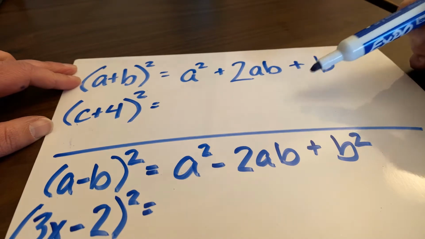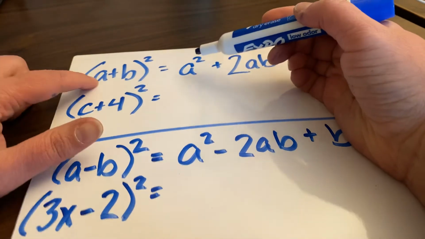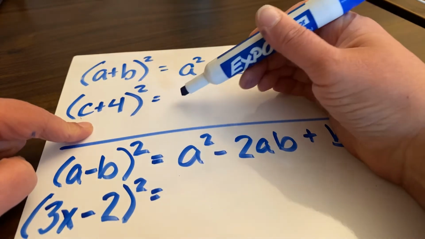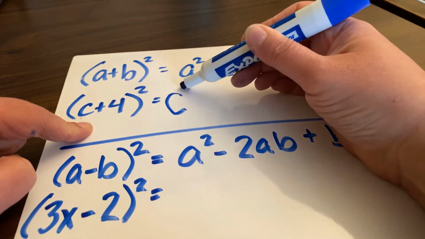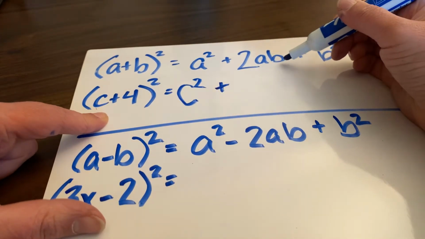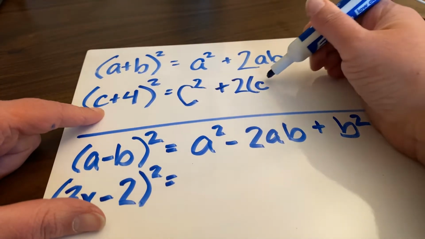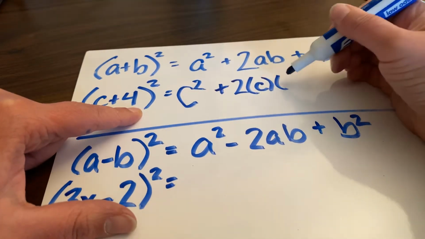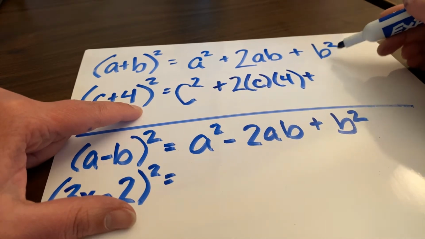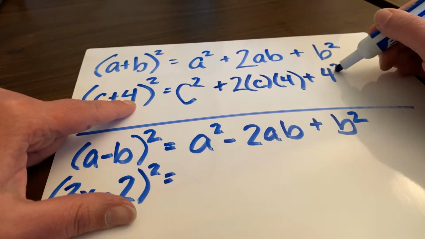So we're going to use that pattern to multiply out this c plus 4, the quantity squared. So this a squared is what comes first. So we square the first term. The first term is c, so that's going to be c squared. Okay, then we have a plus 2 times a times b. That means 2 times your first term, which is c, times your second term, which is 4. Plus, then the last term would be b squared. In this case, the second term is 4, so this is 4 squared.